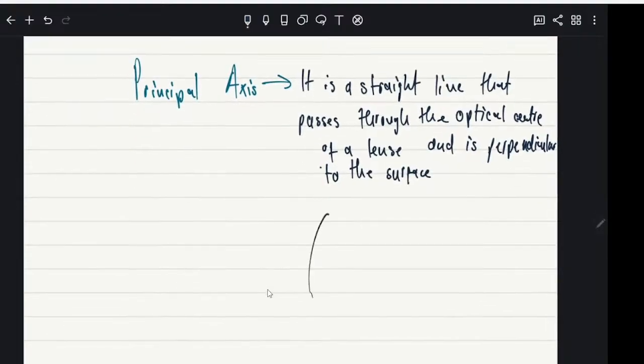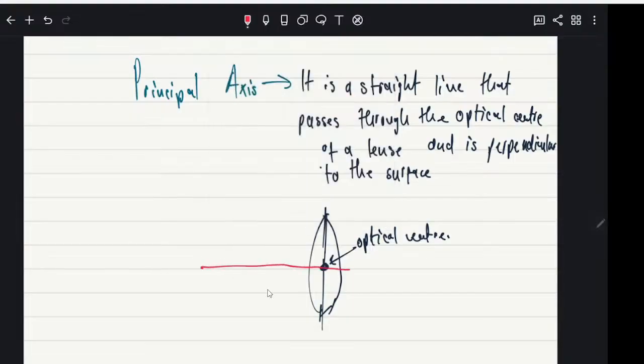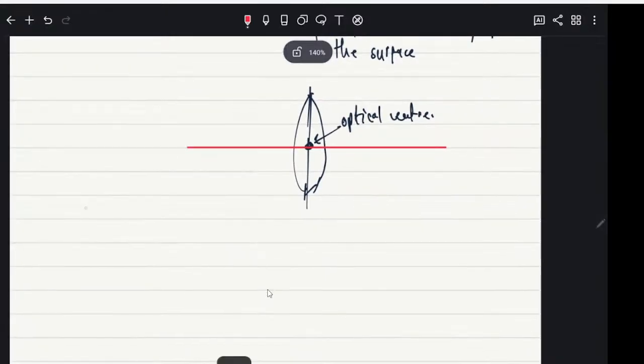So it's like your lens. It's like this. This right at the center is the optical center, right at the center of your lens. If you now bring a horizontal line which passes through there, that is going to be the principal axis. A straight line which passes through the optical center of a lens. It's the main reference line. All the ray diagrams will be working with this straight line.